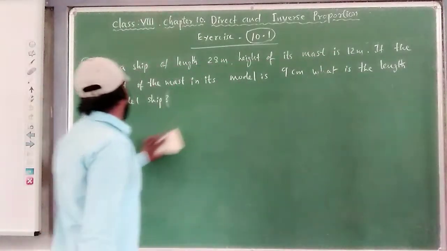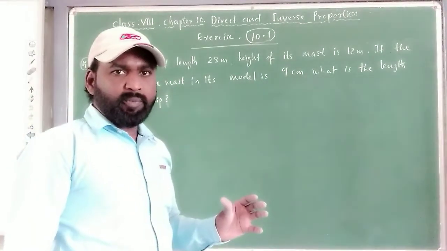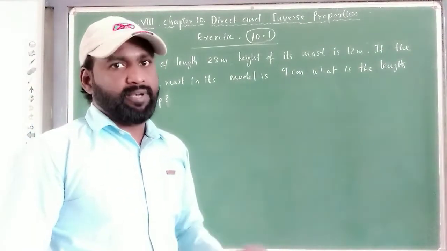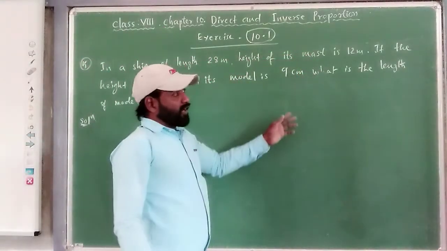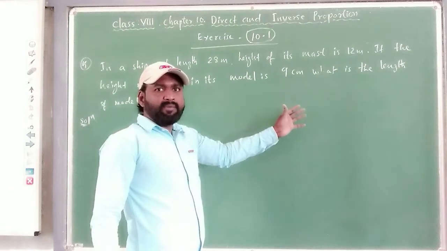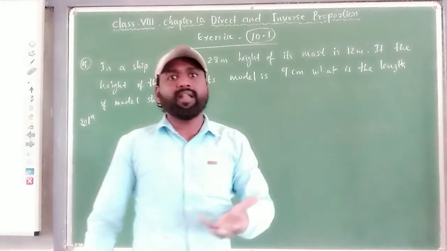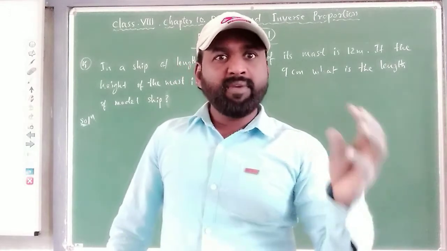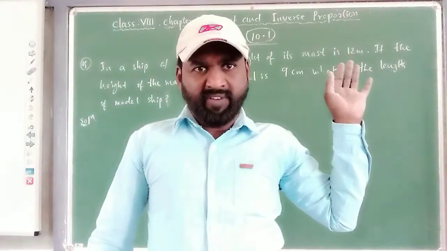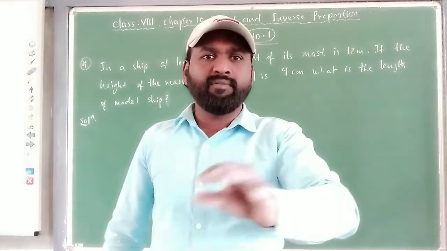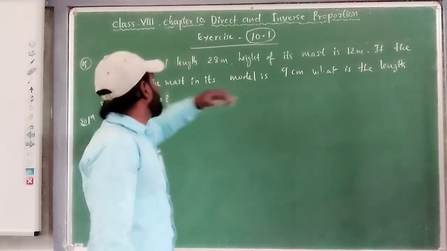So first of all, before you compare the ratios, the quantities should all be in the same units. The original ship dimensions are in meters and the model ship dimensions are in centimeters. We are going to find the model ship length, which will obviously be in centimeters. So whatever quantities we have in the first condition, we have to convert to centimeters only.